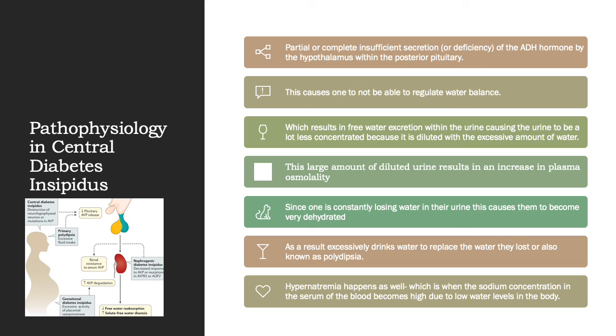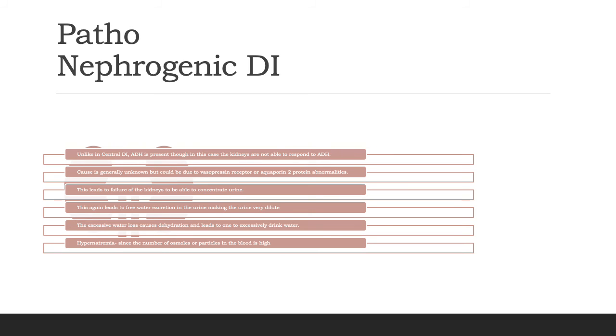When you don't have enough water, you become very dehydrated, and when you're very dehydrated, you become really thirsty, which is polydipsia, so you're excessively trying to replenish those fluids. Another result of the dehydration, not enough water, is hypernatremia, which is the increase in serum sodium in the body.